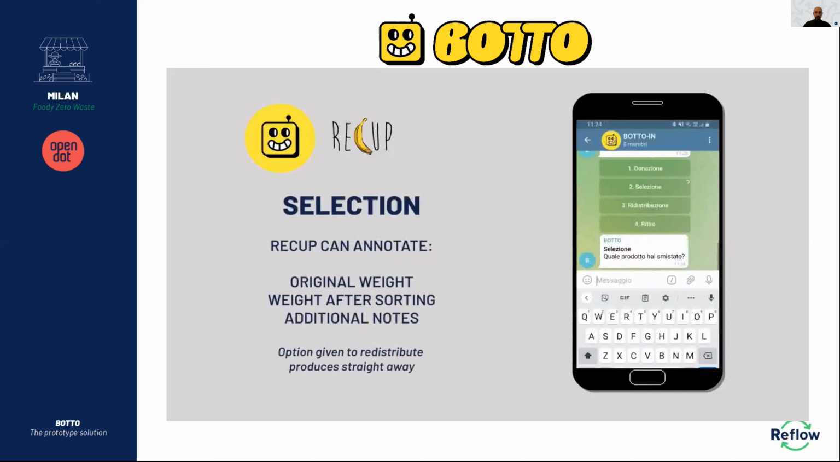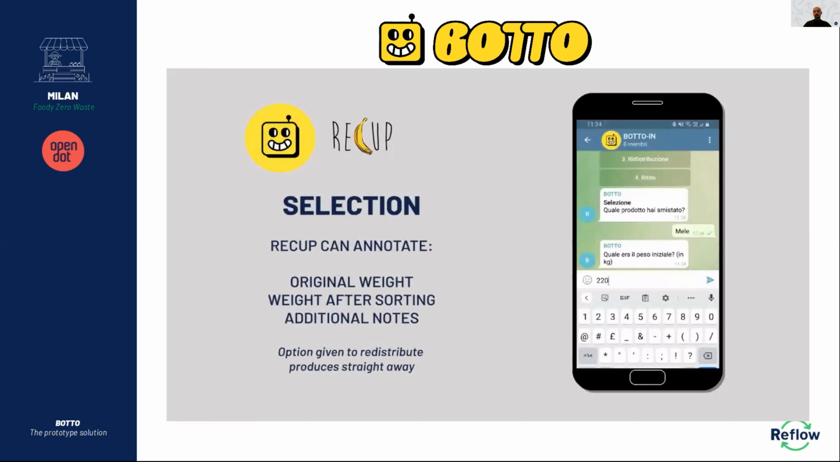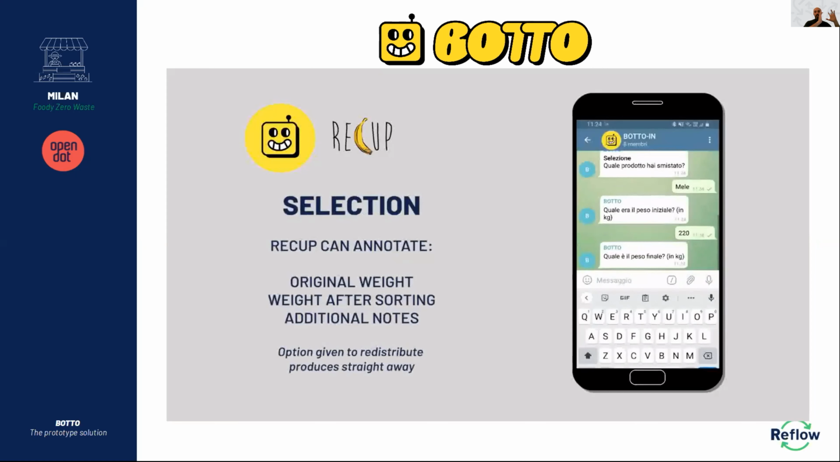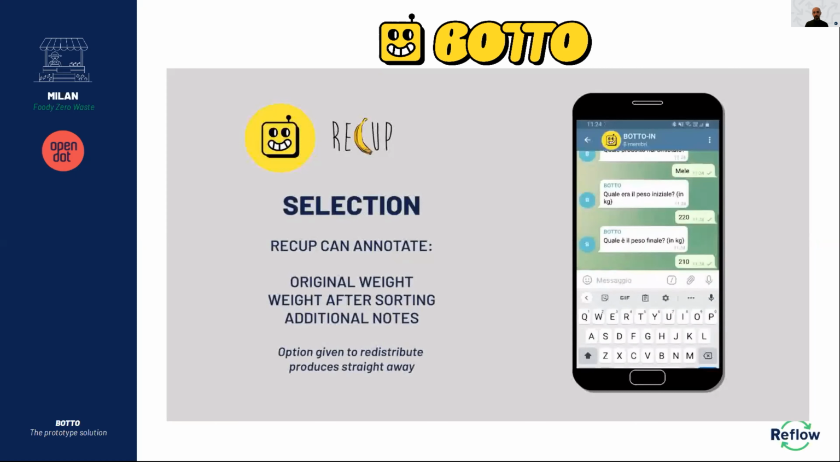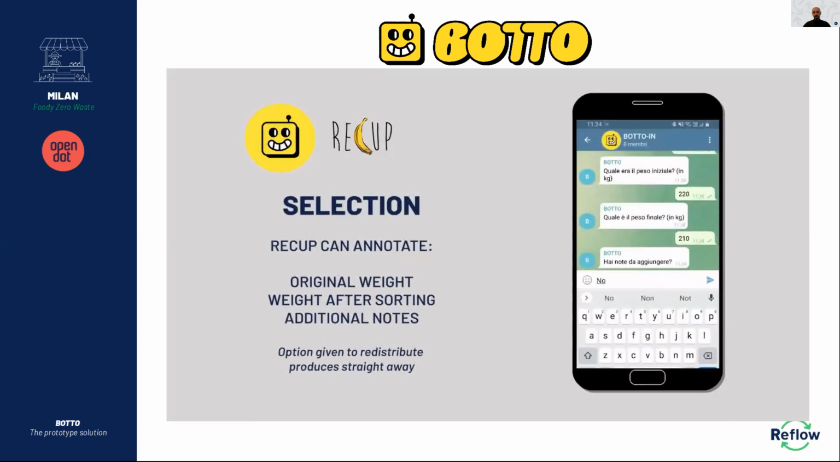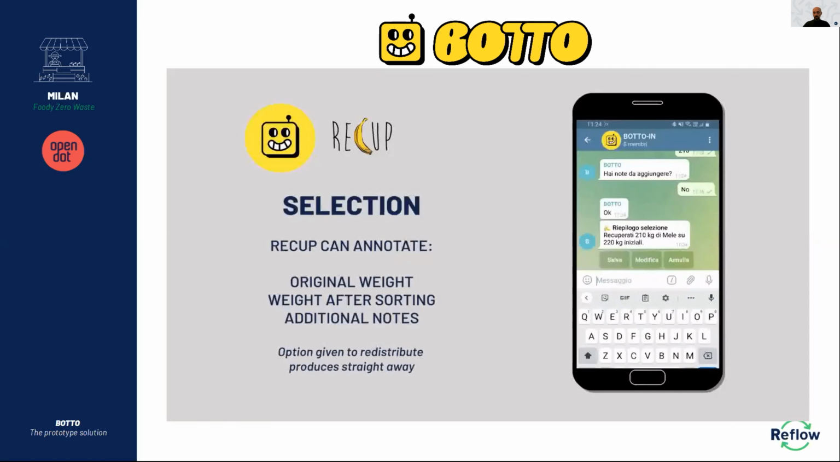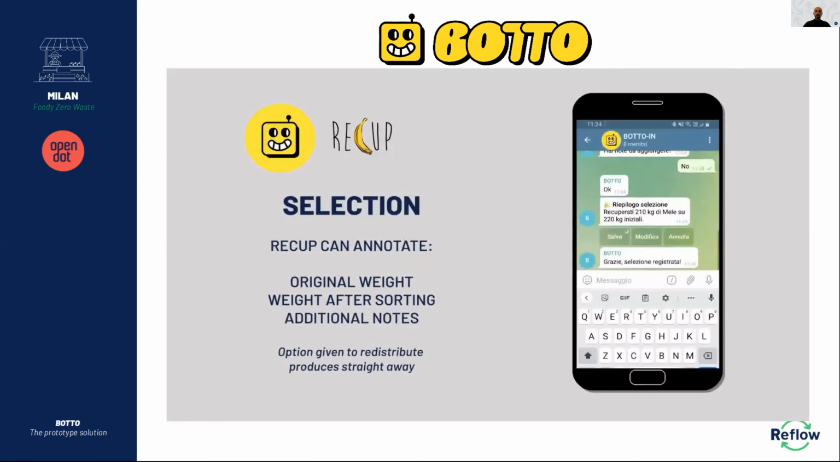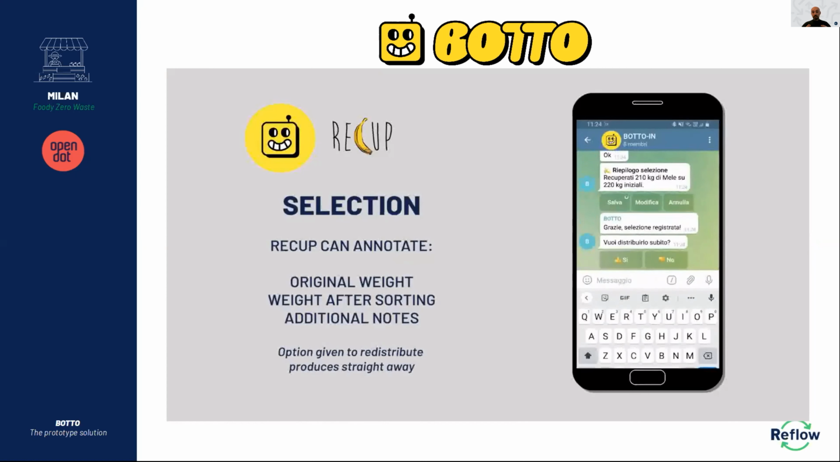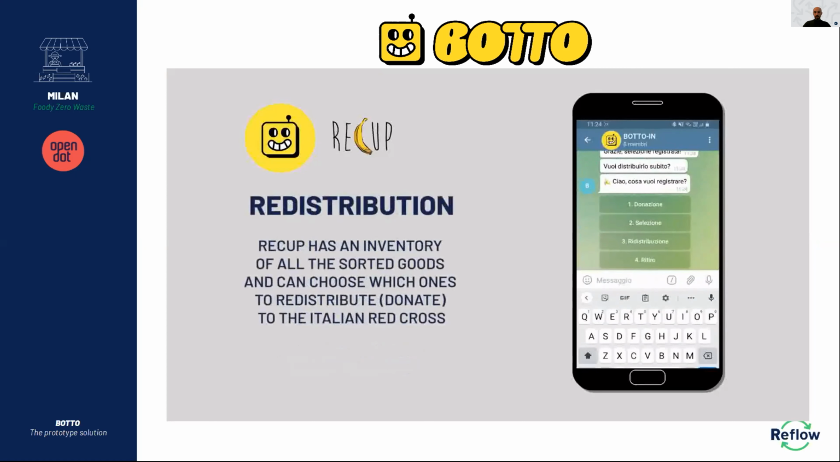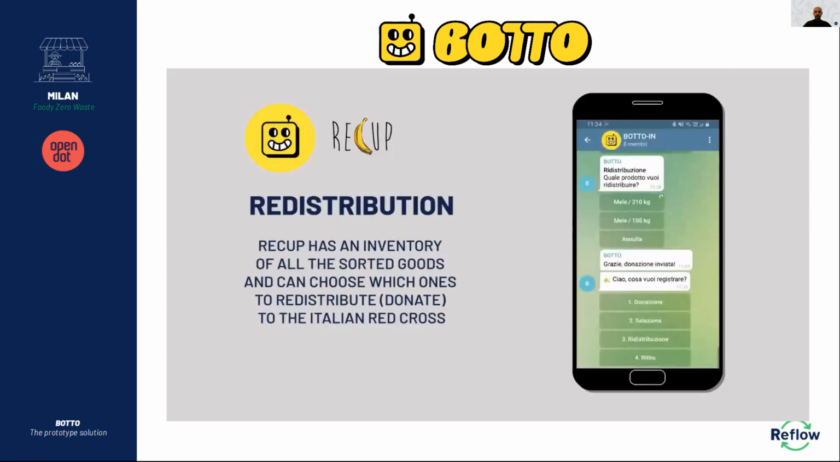When the donation is recorded, you can start to sort it out. After the sorting, you can say, okay, initially I had 220 kilos of apples, for instance. After the sorting, 210, which means that 10 kilos were not good enough to be eaten. At this point, you can record a donation that is ready to be distributed. If you want to redistribute these donations, you can say how much you want to redistribute, so part of the entire donation can be distributed at a different moment.